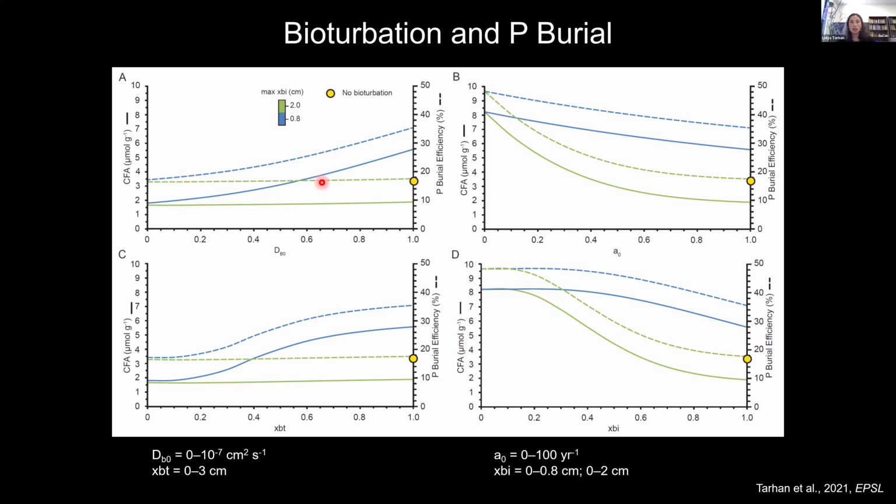And biodiffusion and bioirrigation actually appear to have competing effects upon phosphorus burial, which is something that previous studies hadn't noted. So increases in biodiffusion can lead to increases in phosphorus burial, whereas increases in bioirrigation appear to lead to decreases in phosphorus burial. And if we dig into this a little bit more mechanistically, this actually makes a good deal of sense.